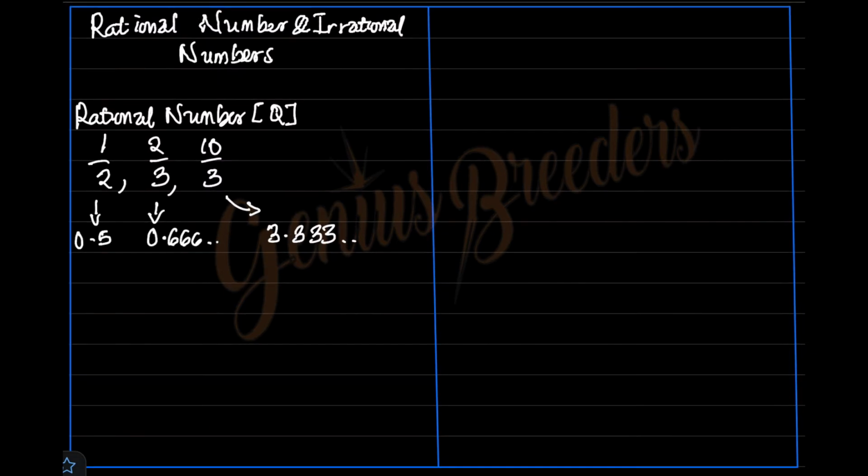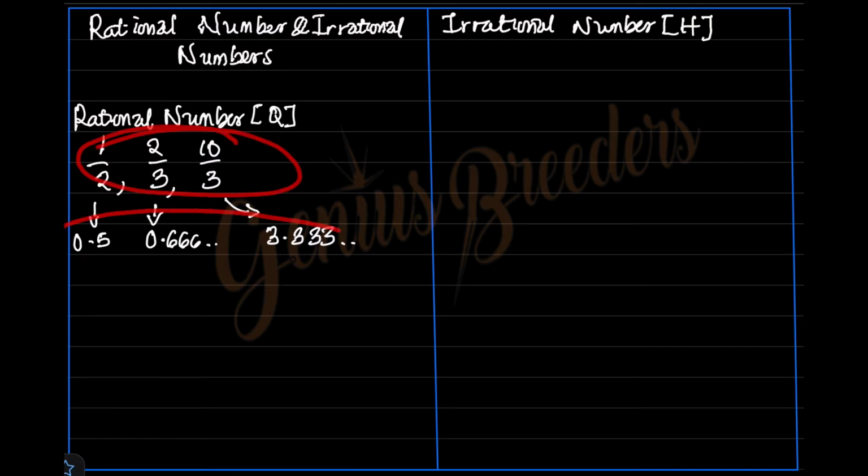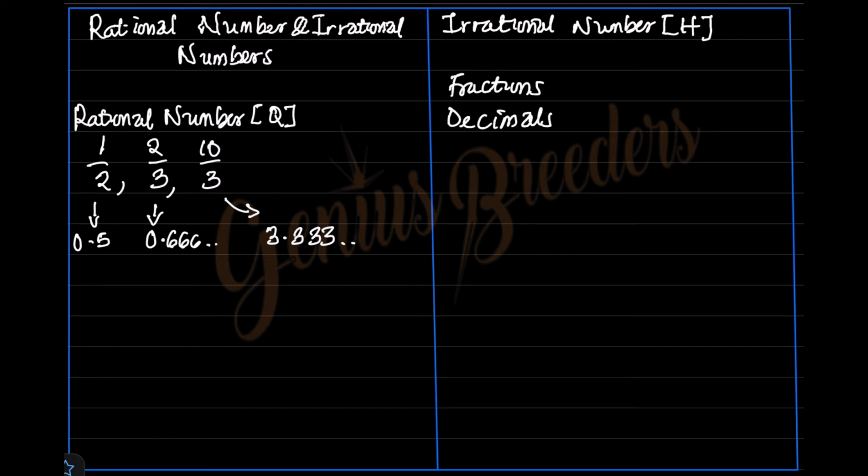Now, irrational numbers, on the other hand, are denoted by the letter H. They are very interesting. From the name, we can tell that they have something opposite but related to rational numbers in the aspect of how they are written as a fraction and a decimal. However, in the case of irrational numbers, they can only be expressed as decimals but not as a fraction.